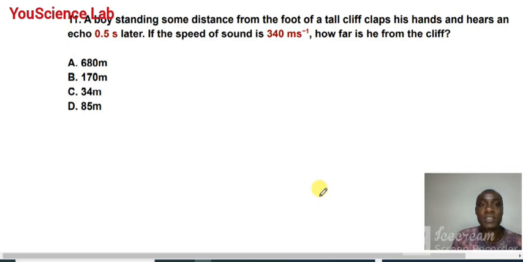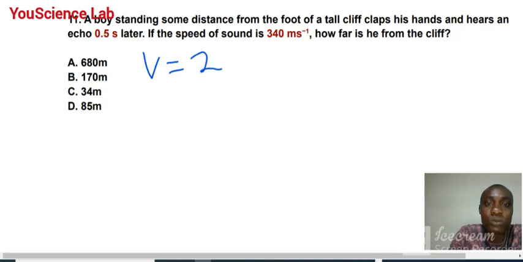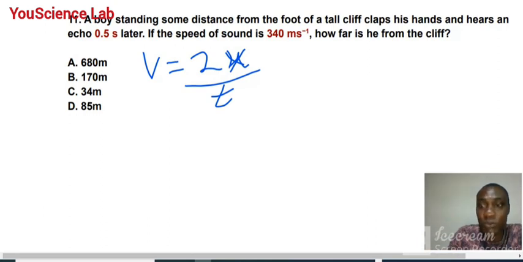A boy standing some distance from the foot of a tall cliff claps his hand and hears an echo 0.5 seconds later. If the speed of sound is 340 meters per second, how far is he from the cliff? So questions that involve echo, you have to do this. V equals 2x divided by t, where x is the distance moved, because it's going to move twice the distance. It's going to move forward, hit an obstacle, and return back. So here we have to look for how far, x, that is the distance. So x is going to be equal to vt divided by 2.